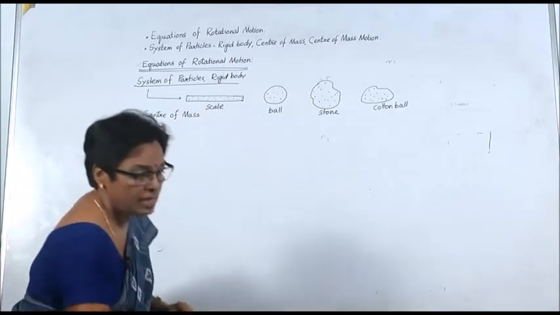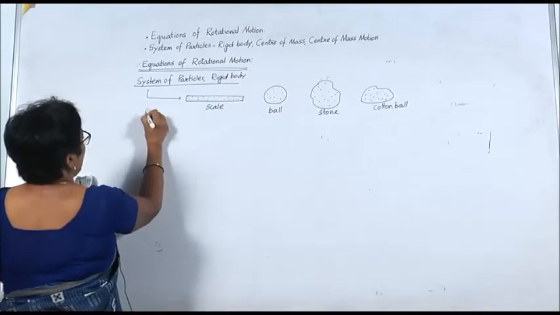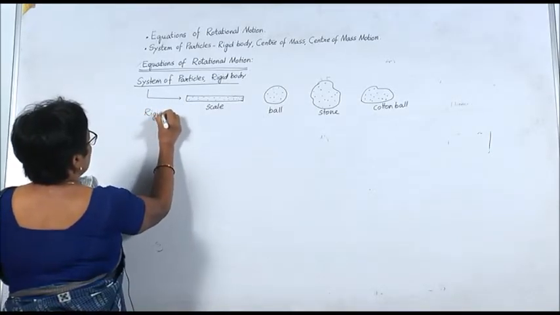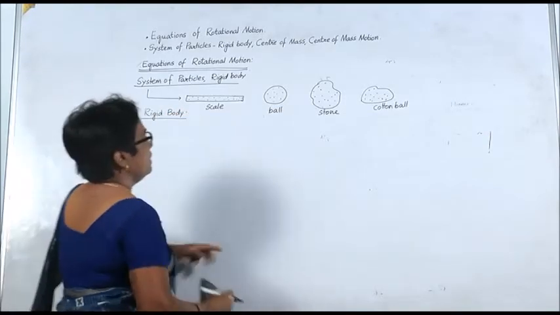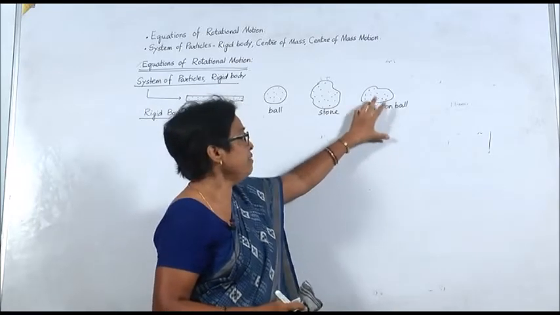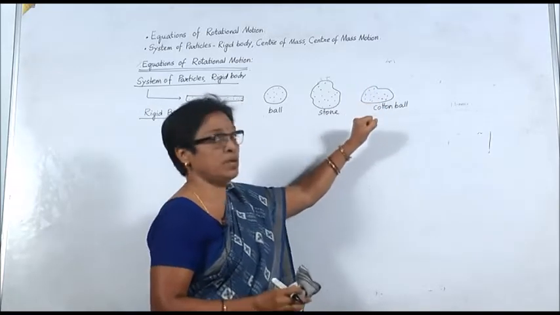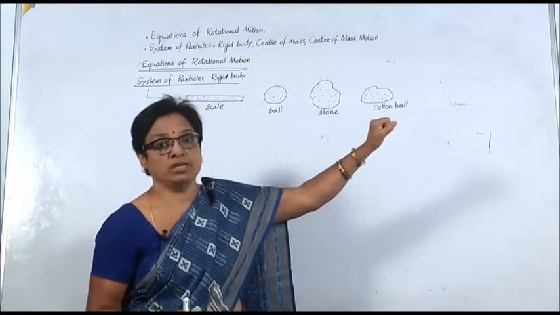Before that, I should tell you what is a rigid body, because we will confine our discussion to a rigid body. See, if you compare the stone and the cotton ball, if I compress this, it will be compressed, the size changes, the shape changes, it is not a rigid body.